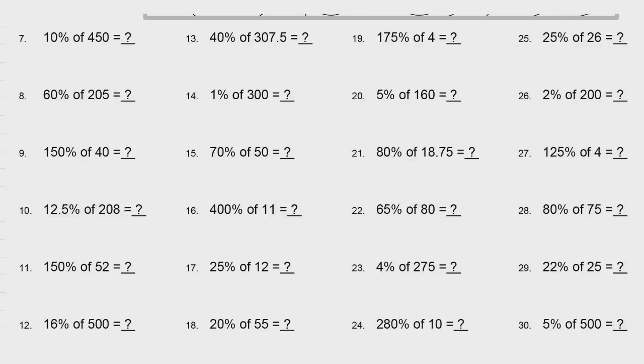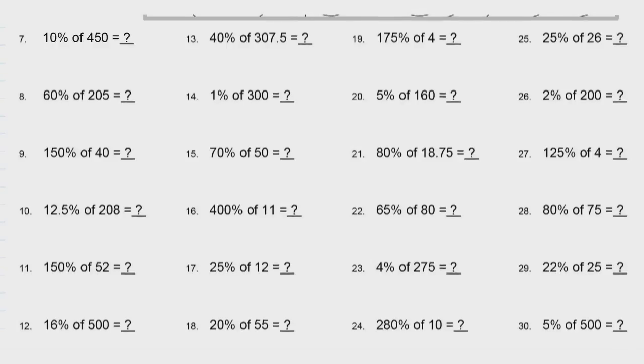Problem 7. It says 10% of 450. Well, we've already talked about this. If you're doing 10% of a number, all you do is take the decimal that's not in sight, so it's on the right, and you just move it one place value or one space to the left. So 10% of 450 would be 45.